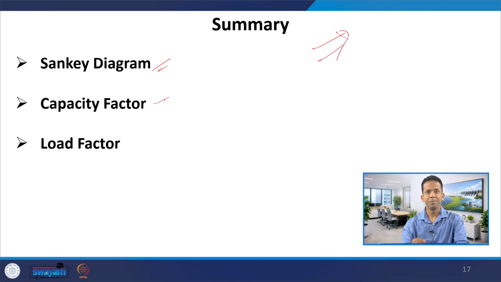Capacity factor tells us actual electricity generated relative to installed capacity, and it is governed by the supply side. Load factor is the average load by peak load, and it is governed by the demand side. And then we saw a couple of numericals related to capacity factor and load factor to help you understand these concepts.